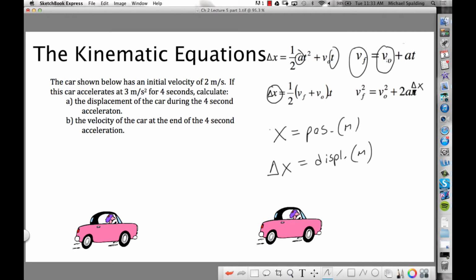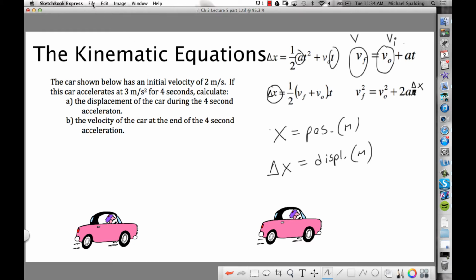Now sometimes in some worksheets or some textbooks, v initial is written as v sub i. I'm sure at some point this year I'm going to give you a handout where initial velocity is v sub i. Sometimes velocity final is just v, like the way some books do it, v is the final velocity, and then v i is the initial velocity. Okay? But I think it's pretty self-explanatory.